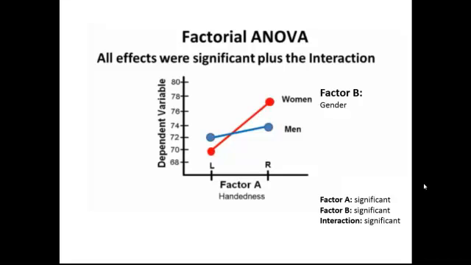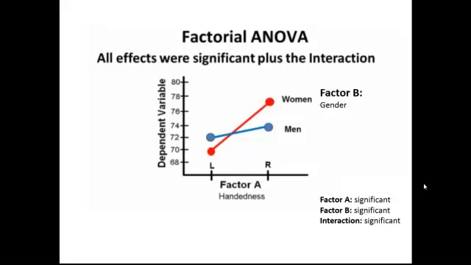Now, if we look at factor B, we're interested just in the categories here of women and men, and we don't care about handedness at all. So in this case, the blue line represents the mean value of the dependent variable for men, and the red line represents the mean value of the dependent variable for women. We can see that there's a difference in these values, therefore this factor is also significant. Of course, we're just looking at the graphic here. We would do statistical analyses on this as well.